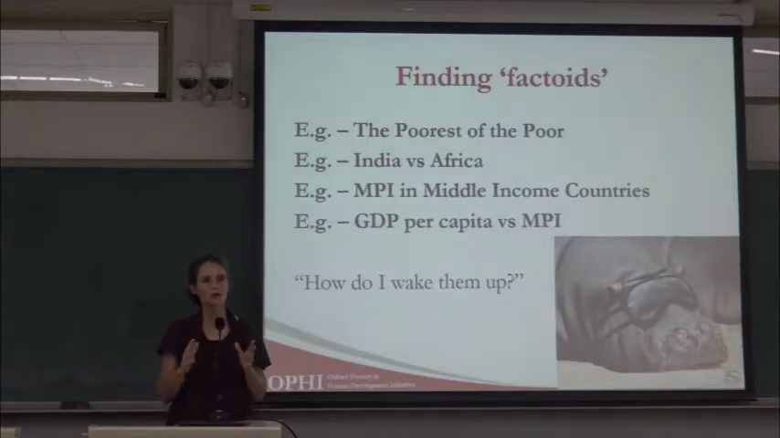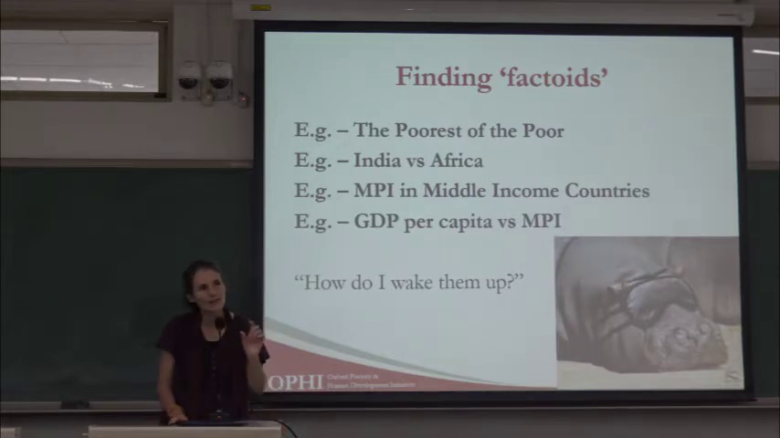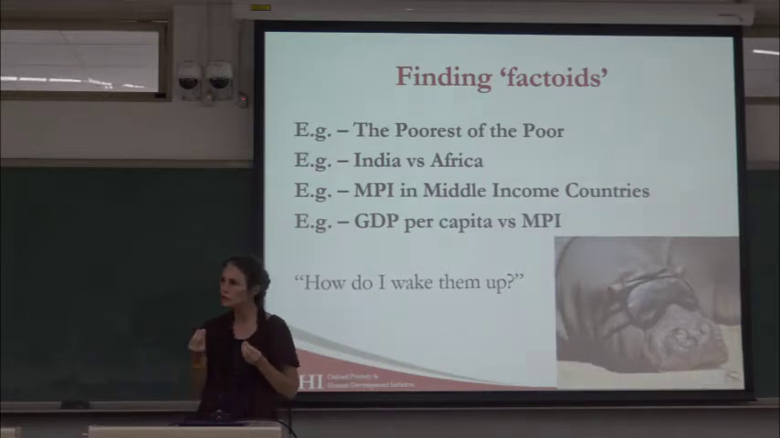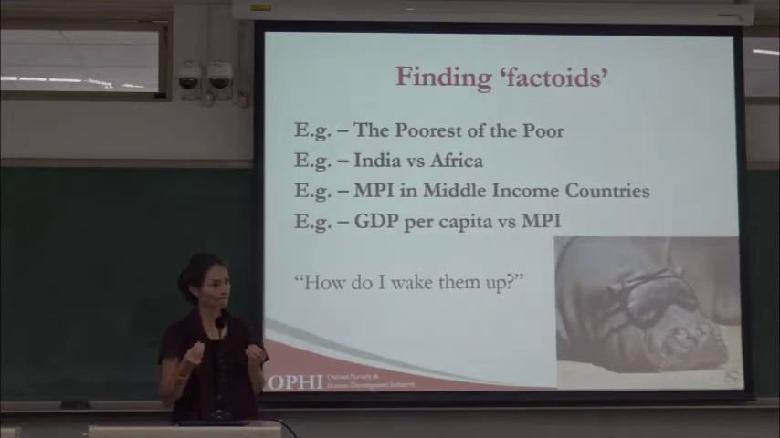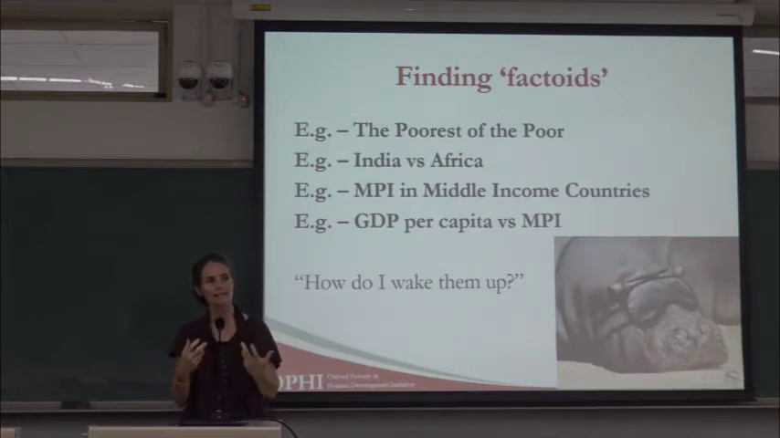So I want to start with the part of communication that is the most difficult to teach. I don't think I can teach it, but it is really, really necessary for communication of MPI in particular. And that is finding what we're going to call factoids. It's interesting, breathtaking, unexpected, surprise results that you use to try to show people the value added of your work. Why a multidimensional poverty measure gives new information they can act on, why it's exciting.